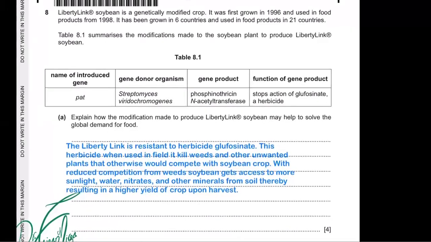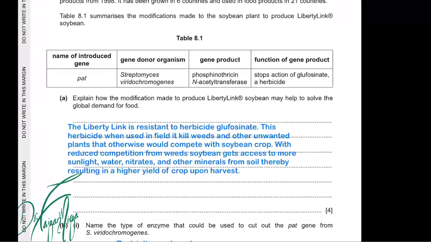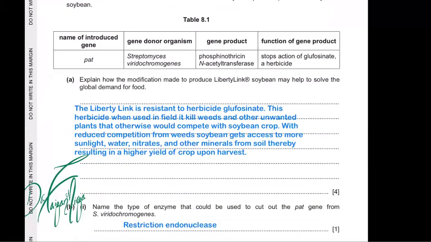Question 8 deals with a particular genetically modified soybean crop. It was grown in 1996, used in food products till 1998. It has been grown in 6 countries and used in food products in 21 countries. Table 8.1 summarizes the modification made to soybean to produce this particular GM crop. The gene PAT was taken from this particular organism, and the gene product is this particular enzyme.